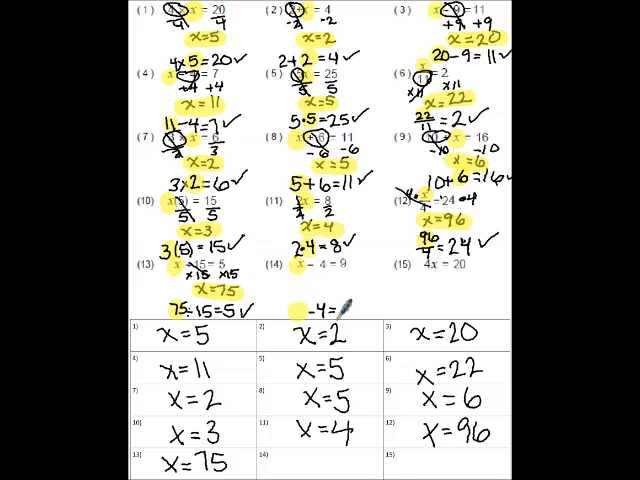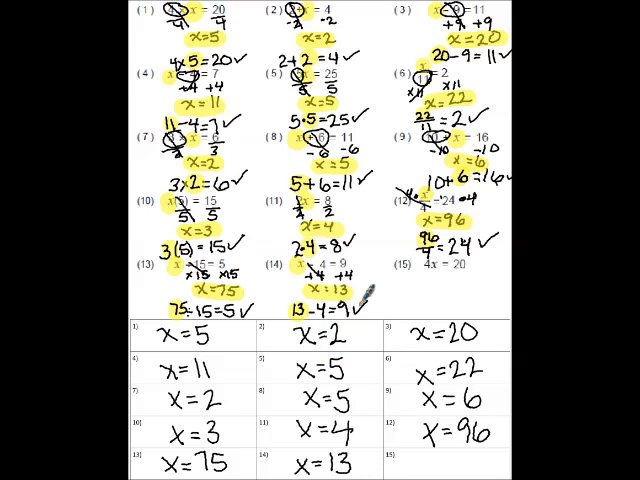So in number 14, we want to know what number minus 4 gives me 9. So the opposite of subtracting 4, the inverse operation would be adding 4. We're going to do that to both sides, and 4 minus 4 is 0, so x plus 0 is x on the left, and 9 plus 4 is 13. And we're going to try that 13, and 13 minus 4 does equal 9, so we know that x equals 13 is our final answer. So we have x equals 13.